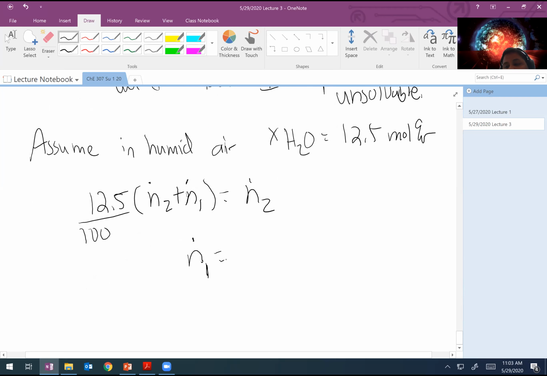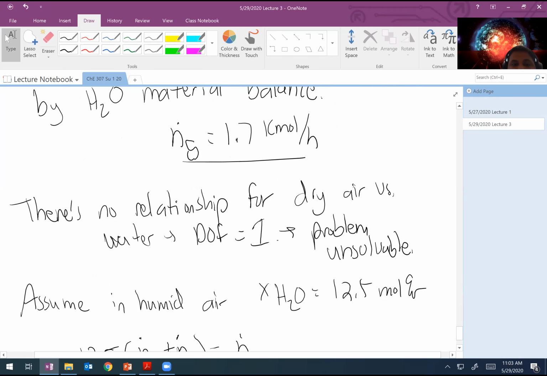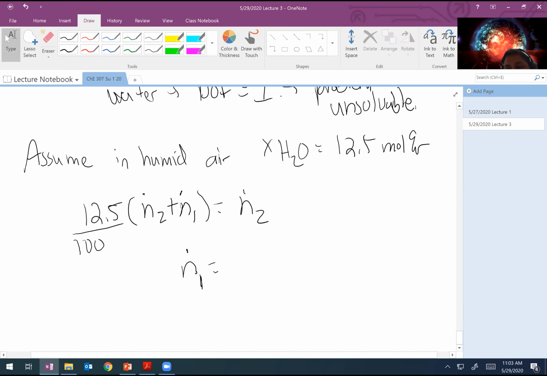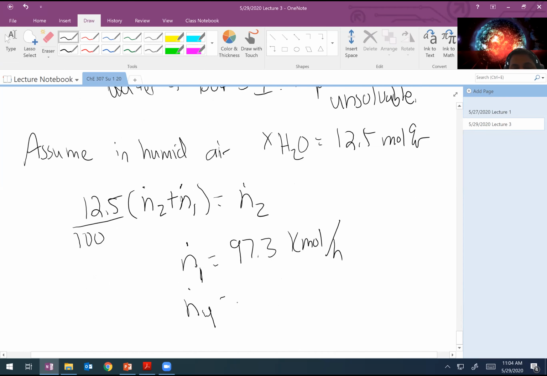Meaning, if 12.5 mole percent of that total stream is 13.9 kilomoles, N1 then becomes 97.3 kilomoles per hour. And as we said, N1 and N4 are the same.